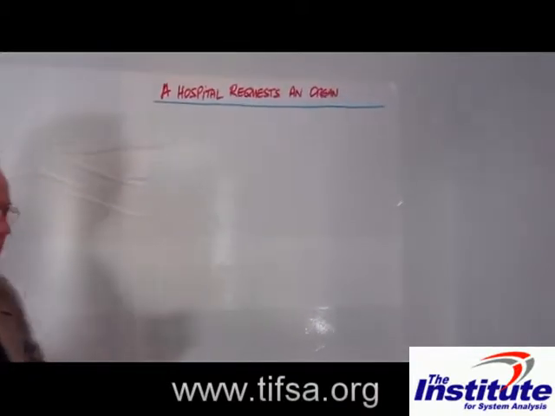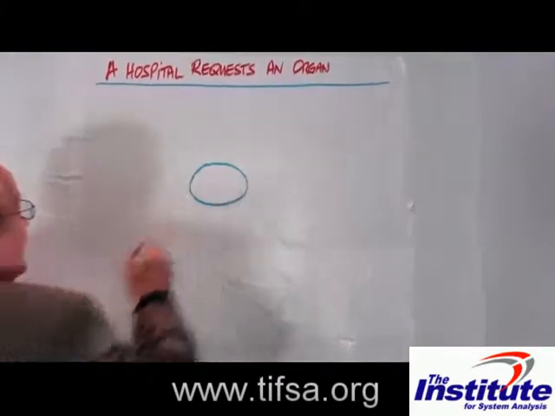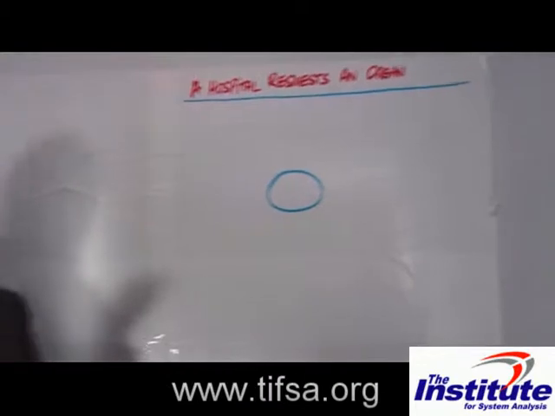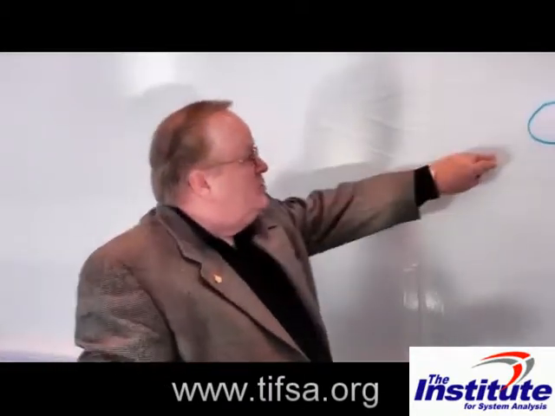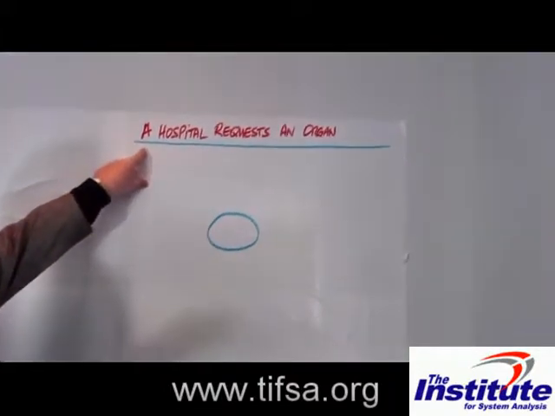The first thing we do is simply draw that bubble to represent the process. And don't label it at all. And the first question we ask is, how do we know that a hospital requests an organ?